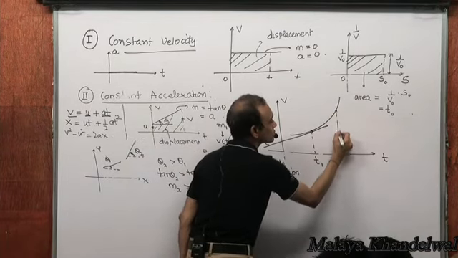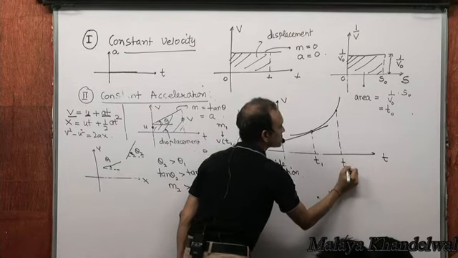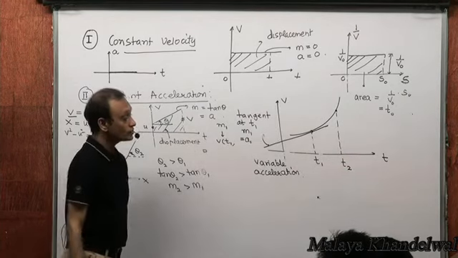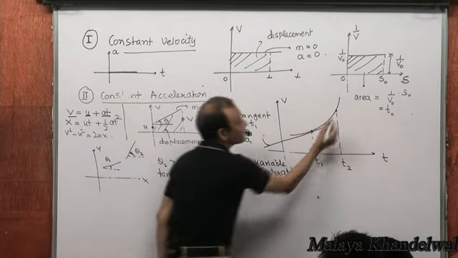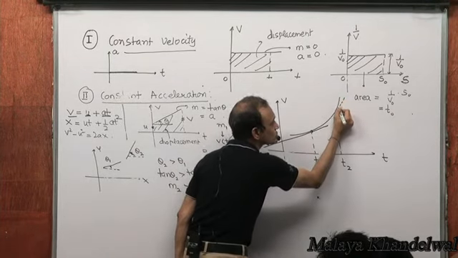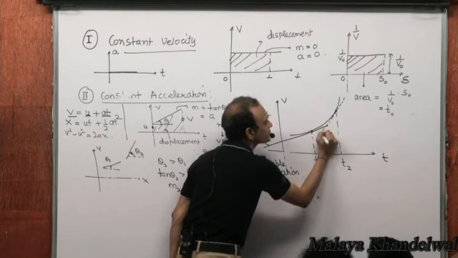Suppose this is time t equal to t2. In this case, if I have to find the acceleration at t2, I draw the slope of the velocity time graph.